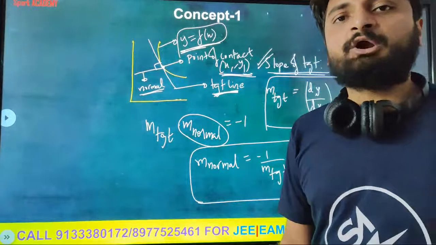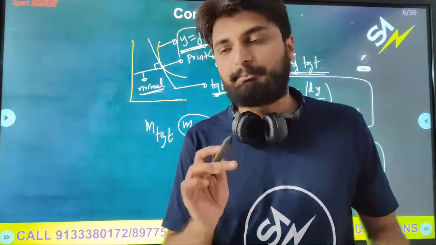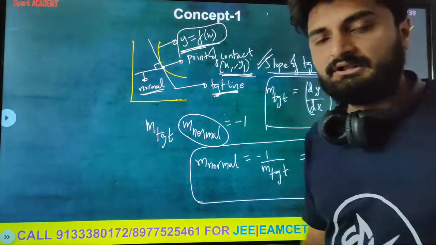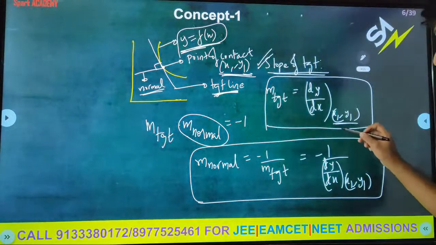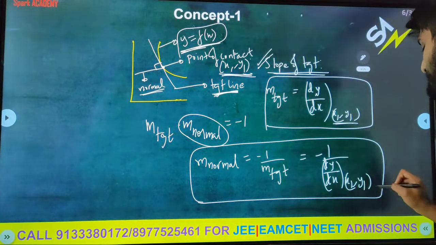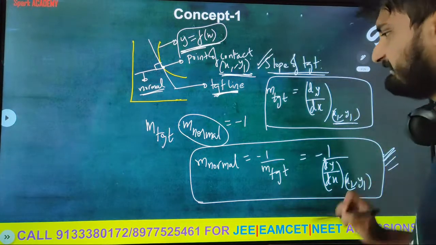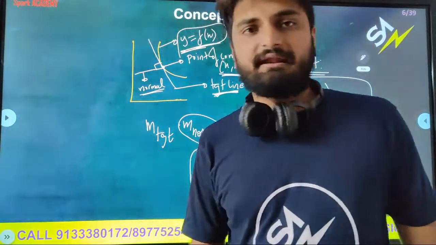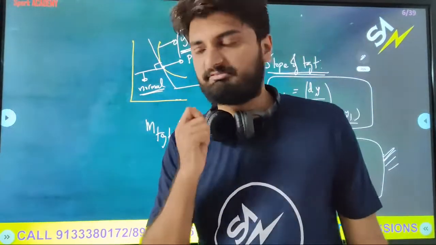We know tangent and normal are perpendicular to each other, so the product of their slopes is -1. So the slope of the normal is -1 by dy by dx. -1 by dy by dx at the point (x1, y1) will give you the correct expression of the slope of the normal.